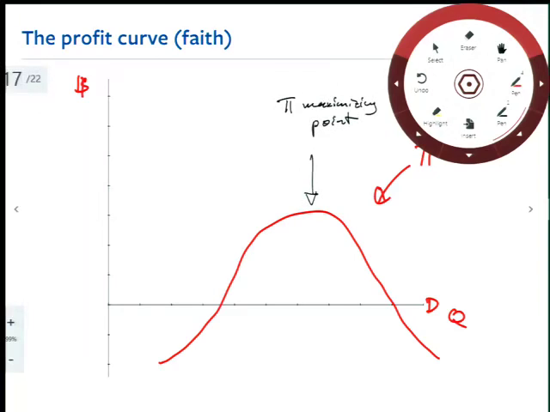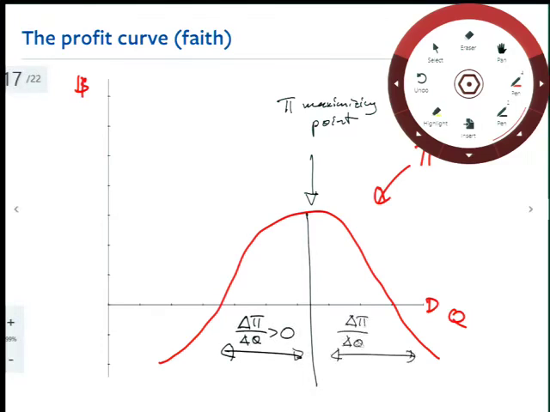Because if I'm to the left of it, if I increase output, the change in profit due to a change in output is positive. So I should increase output to increase profits. If I'm to the right of this point, if I increase output, my profits fall, right? So to the left here, the change in profits due to a change in output is positive. To the right here, it is negative. So if you're anywhere to the left of the straight line, you want to produce more. If you're anywhere to the right of this line, you want to produce less.